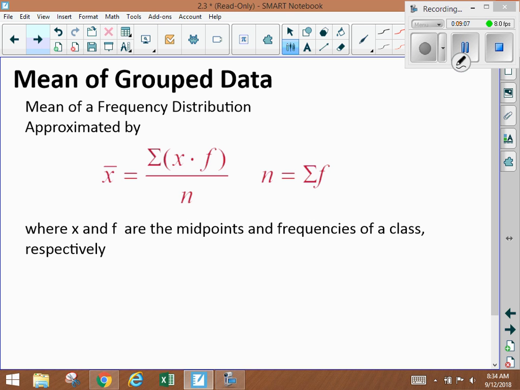Next, the mean of group data, the mean of a frequency distribution. We want to talk about a class, so we could do this with data that we like. If you were to make a histogram, sometimes with our histograms you're grouping data, like if you're doing ages: ages 1 through 5, ages 6 through 10, ages 11 through 15, and so on. So that's what group data is. You know what I'm saying?